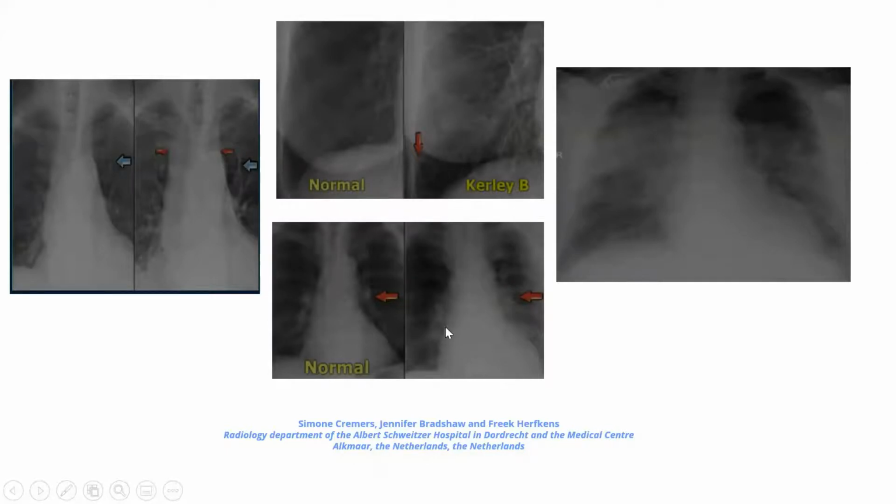And then a level of congestion, which you can refer to as level 1 and level 2, is here. The hilar filling or batwing, and then the florid pulmonary edema with whiting out of both lung fields. So the congestion has stages, right?